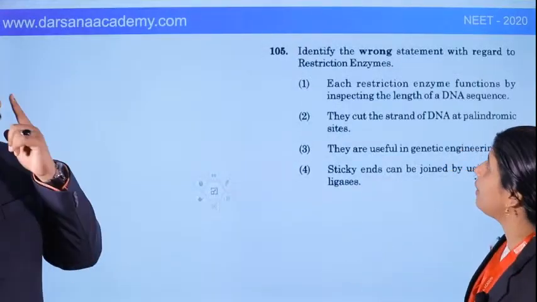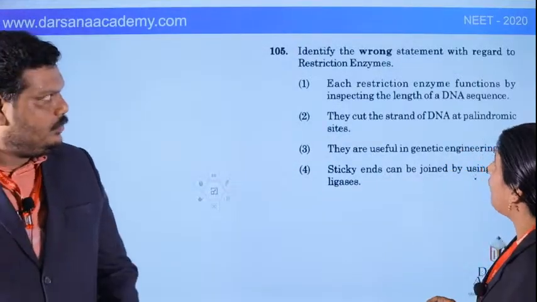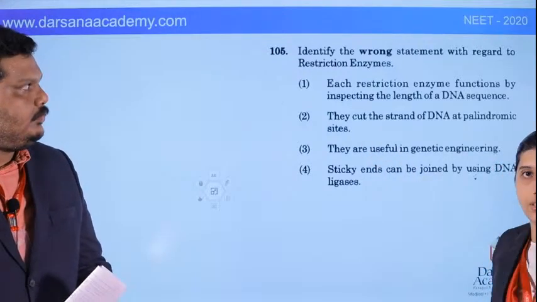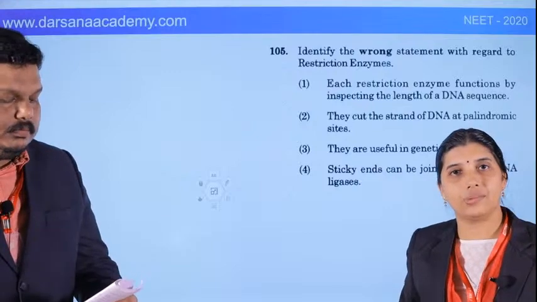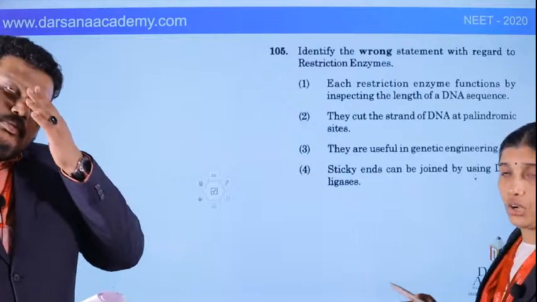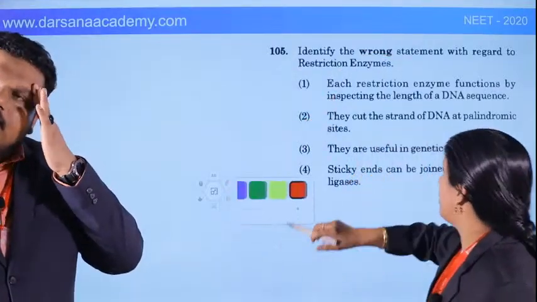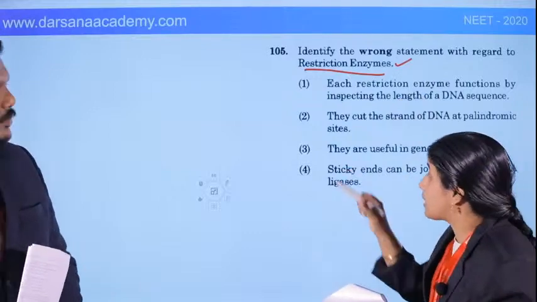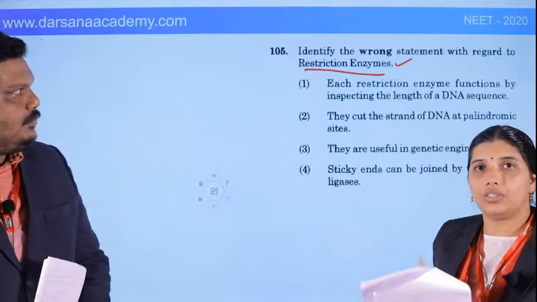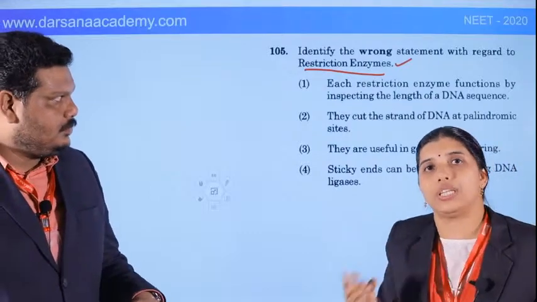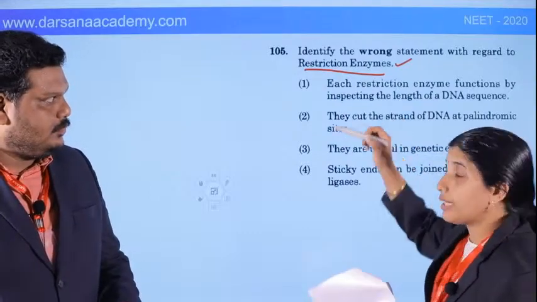That is also from botany. Question number 105: identify the wrong statement with regard to restriction enzyme. That is from biotechnology principles and processes. This statement may be confusing now, but think about what a restriction enzyme is. Questions like this are connected with restriction enzyme, so we just look at the restriction enzyme points.